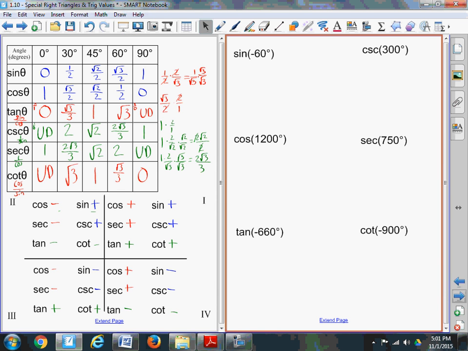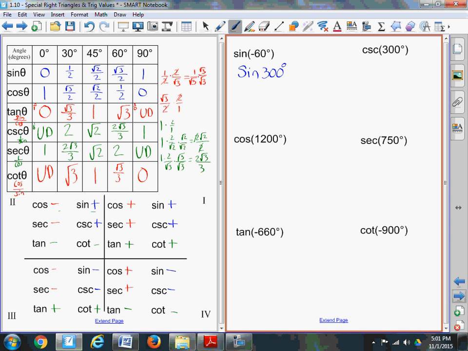So for negative 60 degrees, first I'd want to find the angle that's between 0 and 360. So I can basically add and subtract a full rotation. So I'm going to be adding 360 or subtracting 360. If I add 360 to this, that'd be the sine of 300 degrees. All right, so 300 degrees is the angle that's coterminal with negative 60, but between 0 and 360.